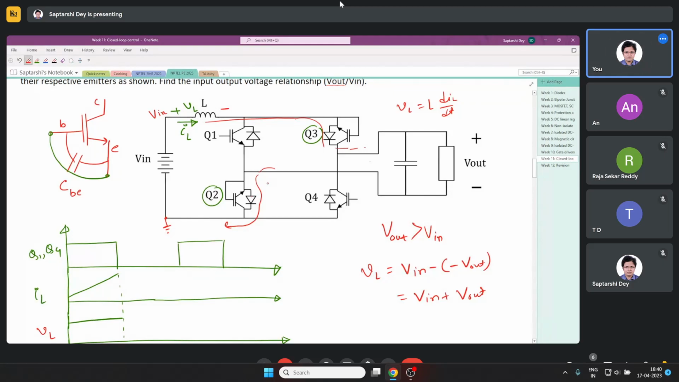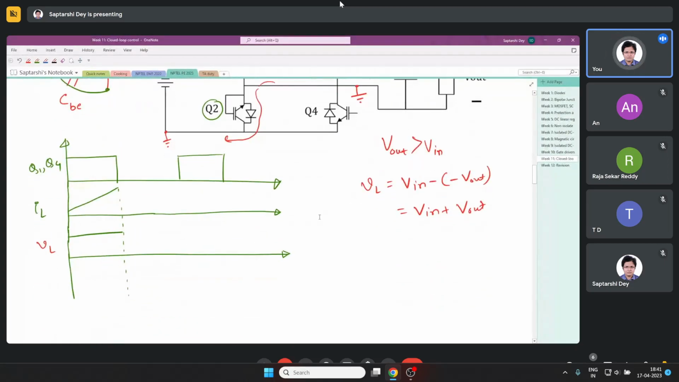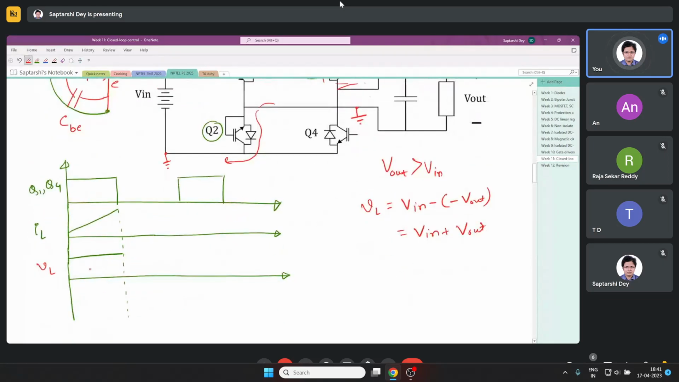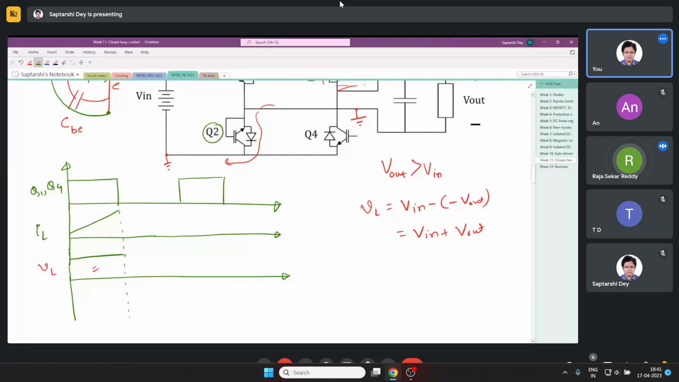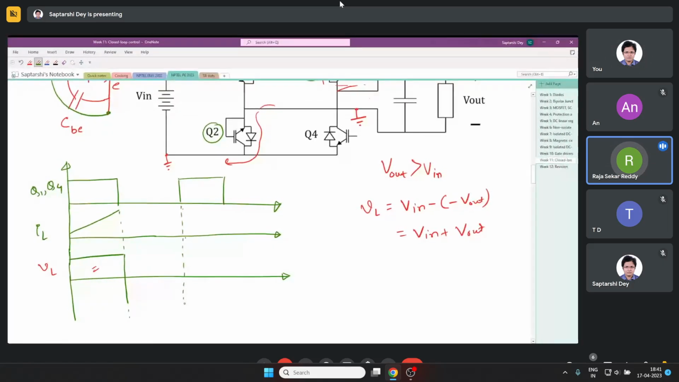Now this part is grounded because the diode is conducting. So this is plus V out, as this diode is shorted. So our inductor voltage is V in minus V out. If this is positive, this has to be negative, otherwise we will not get average zero voltage across the inductor. Sir, that voltage should be V out minus V in, right?